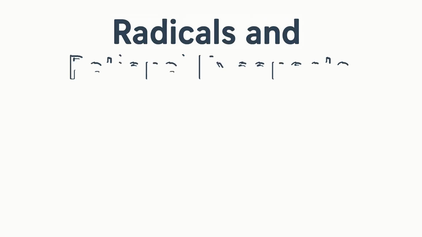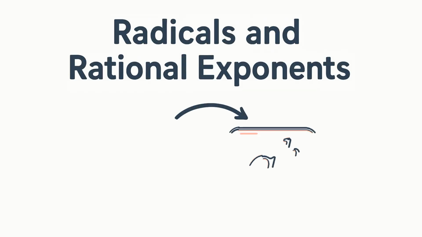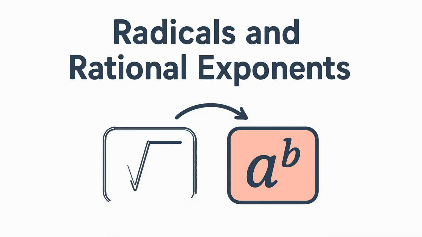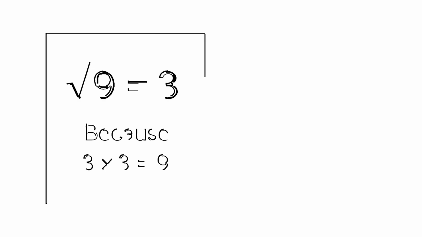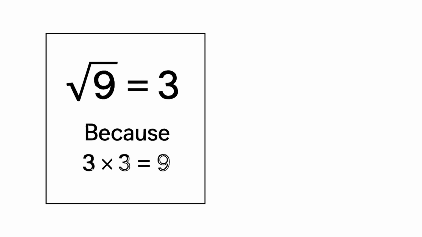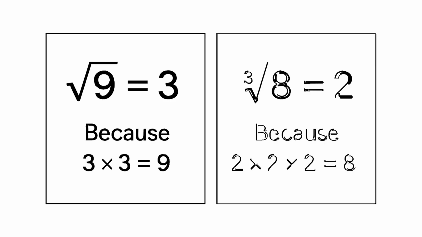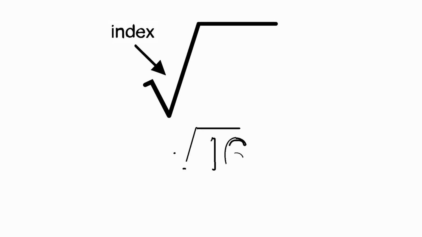Radicals and rational exponents can look scary at first, but once you see how they connect, they actually make a lot of sense. Let's start with radicals. A radical is just another way to talk about roots. The square root of 9 is 3, because 3 times 3 is 9. The cube root of 8 is 2, because 2 times 2 times 2 is 8.